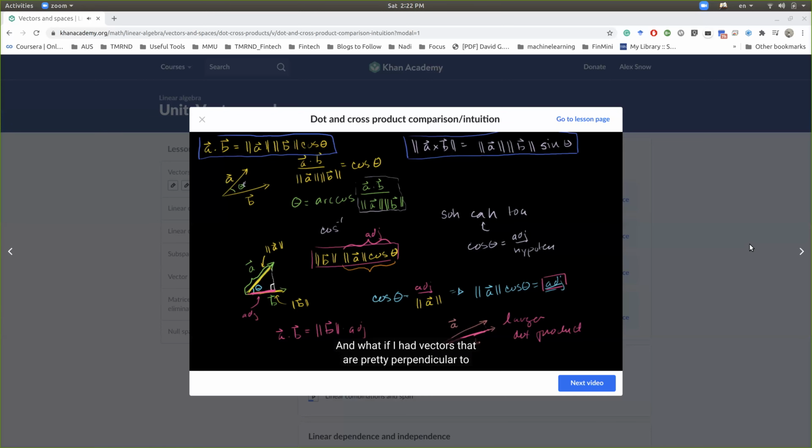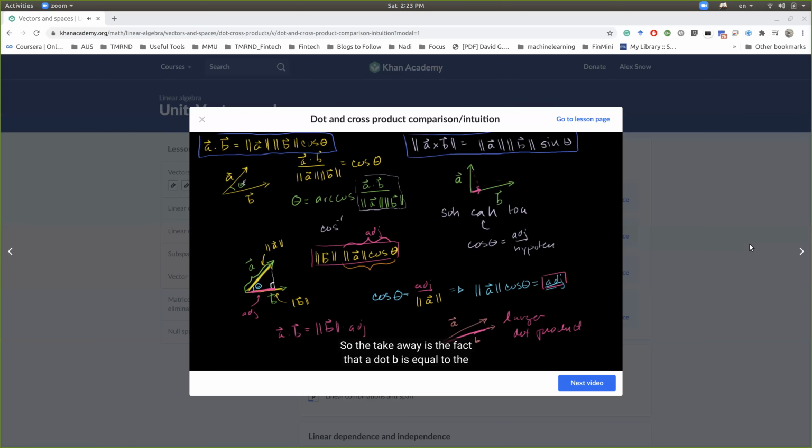And what if I had vectors that are pretty perpendicular to each other? So what if I had two vectors that were like this? What if my vector A looked like that, and my vector B looked like that? Well, now the adjacent, the way I define it here, if I had to make a right triangle like that, the adjacent side's very small. So your dot product, even though A is still a reasonably large vector, is now much smaller because A and B have very little commonality in the same direction. And you could do it the other way. You could draw this down like that, and you could do the adjacent the other way, but it doesn't matter because these A's and B's are arbitrary.